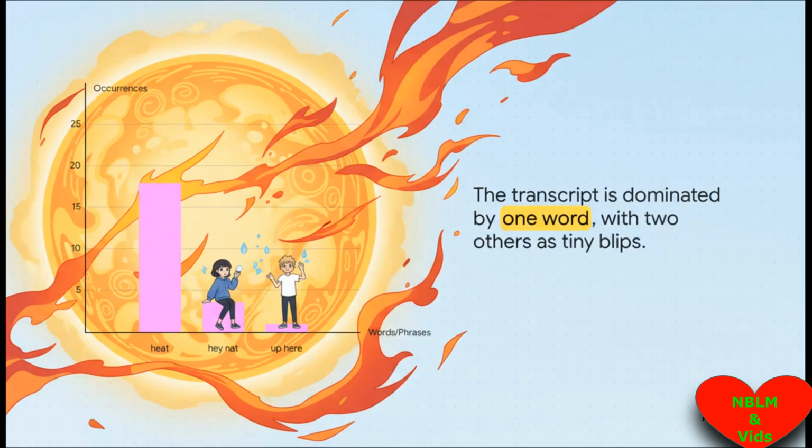You know, when you look at it visually, the chaos actually starts to make a weird kind of sense. The word "heat" shows up 18 times. It's just completely overwhelming. And then you have "heynat" and "up here," which are just these tiny little blips on the radar. So "heat" isn't just the main character of this story, it's practically the entire plot.